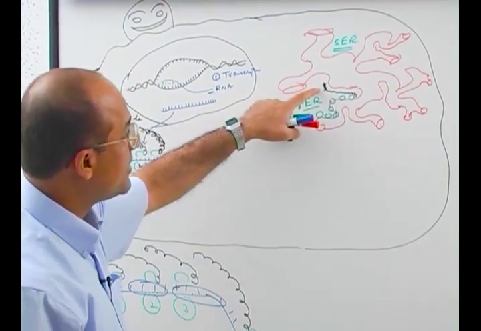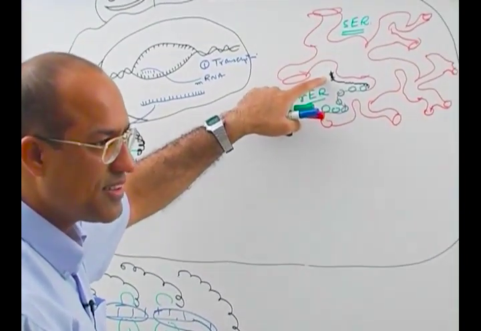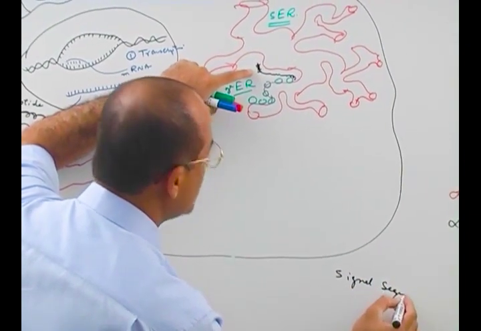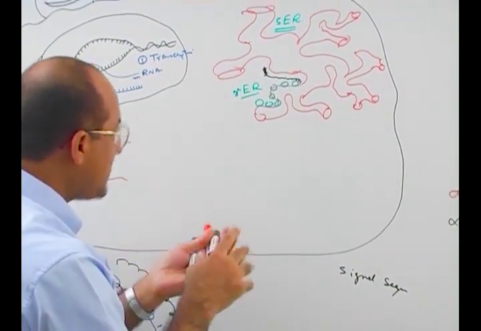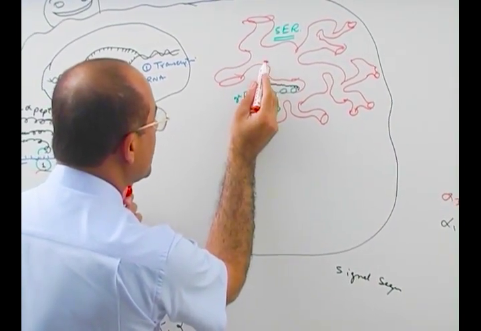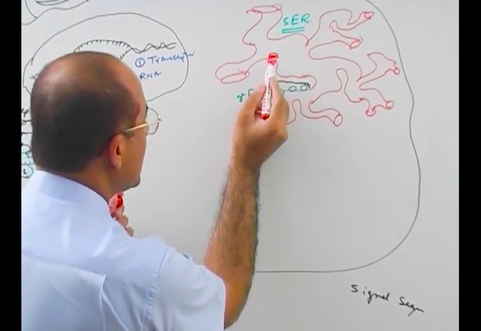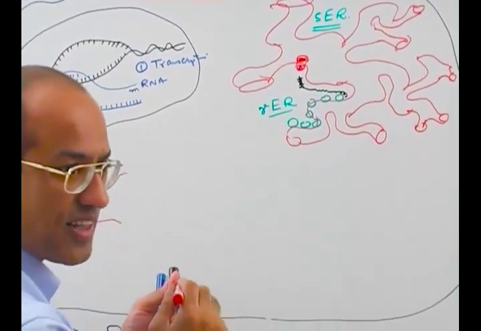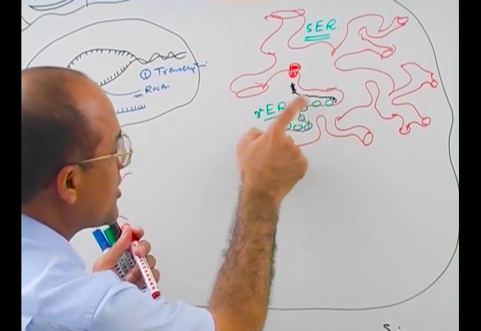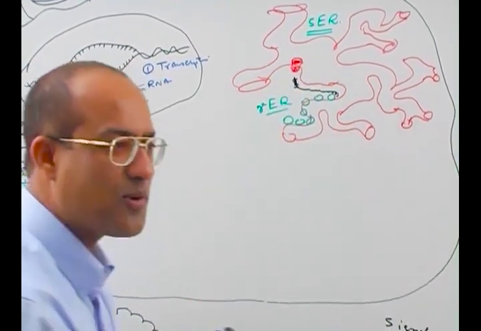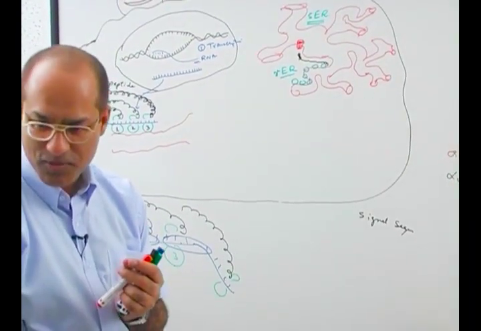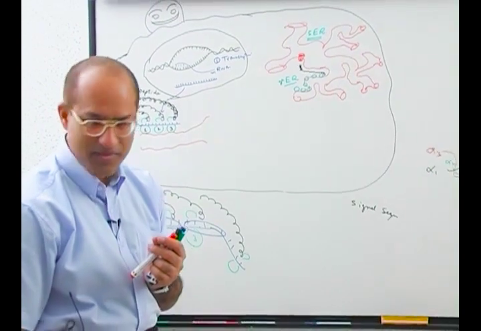Now this is called the signal sequence, a signal sequence of amino acids. Actually, in the endoplasmic reticulum, there are very special types of proteins which can recognize this. So as soon as this signal sequence gets stuck with it, this whole thread is pulled into the endoplasmic reticulum, as the needle is going and pulling the thread with it. You are understanding? Yes. Sure?